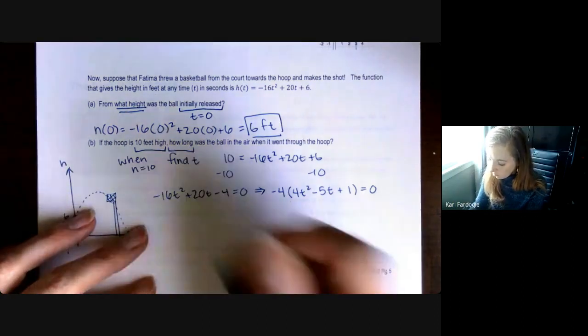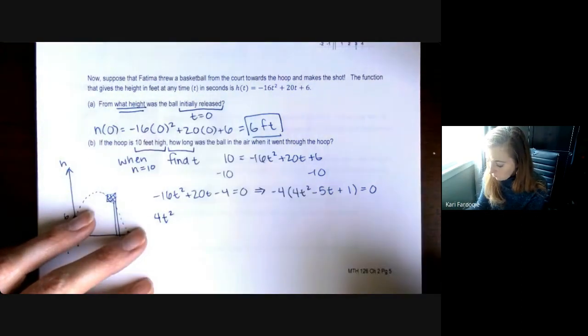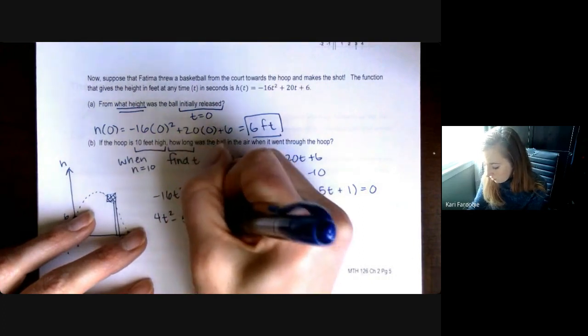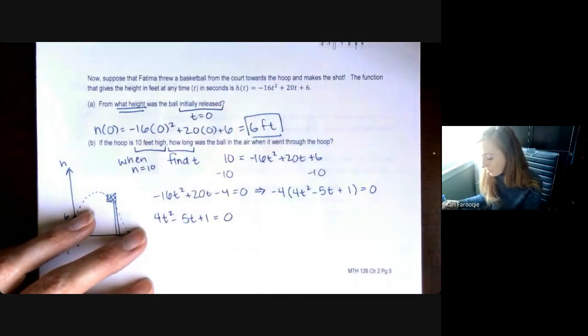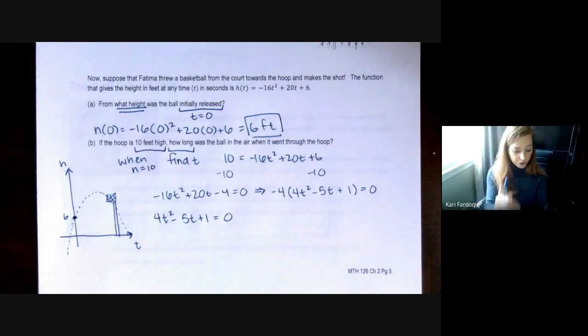So what that leaves me with is this equation: 4t squared minus 5t plus 1 equals 0. Now, you can solve this by factoring, because I think we have another one of these to do. Or we can use the quadratic formula.